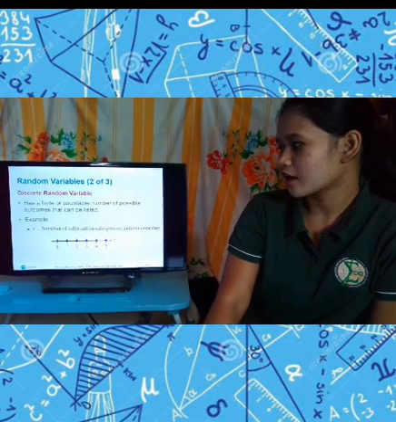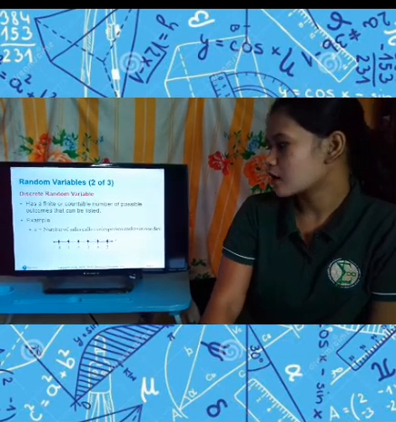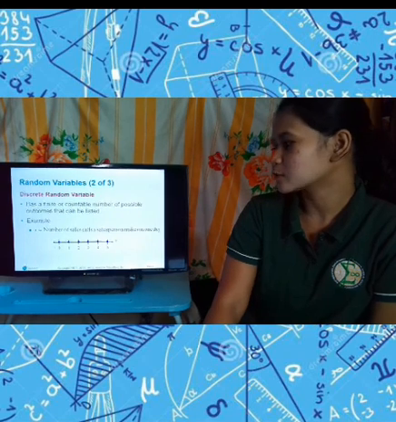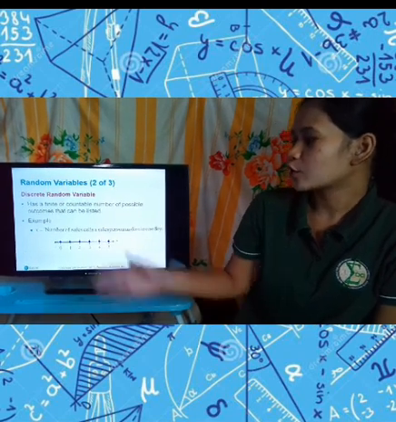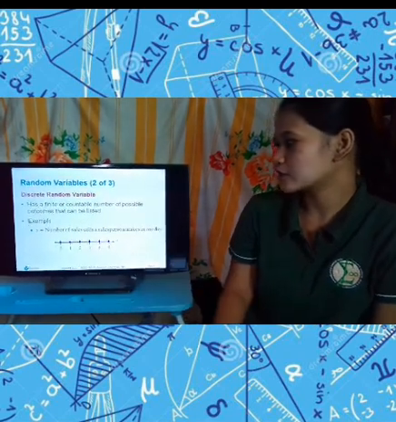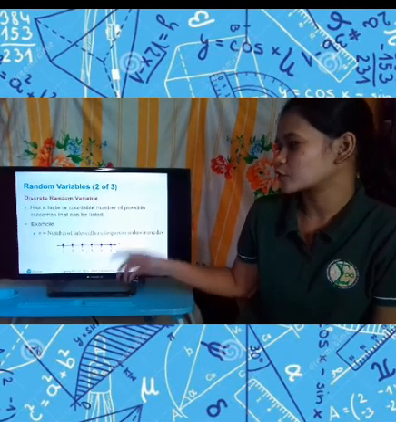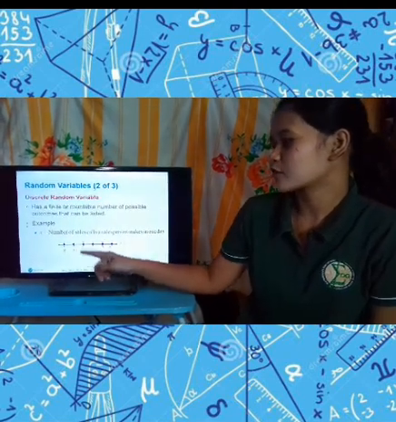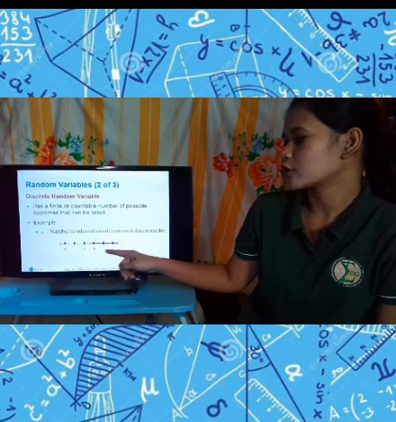Example is x is equal to the number of sales calls a salesperson makes in one day. So here is the number line. It means that it is countable. So our number line here has the labels 0, 1, 2, 3, 4, and 5.